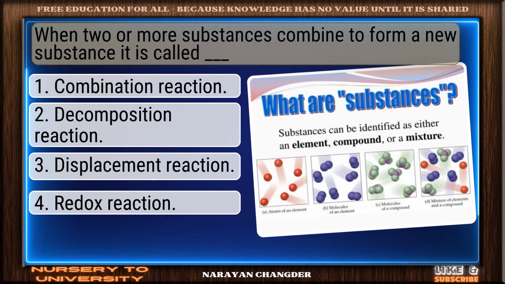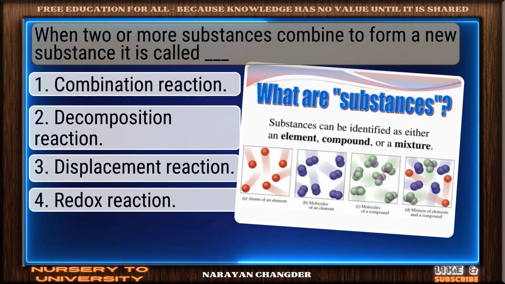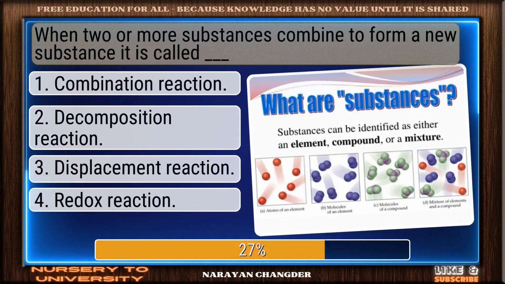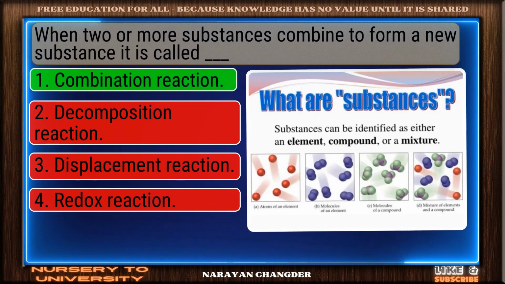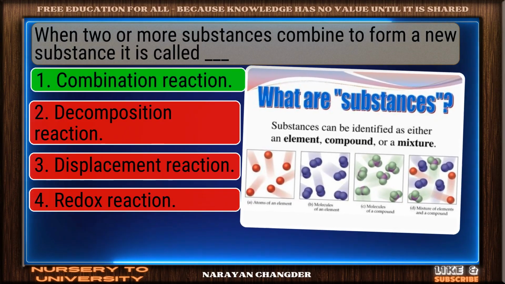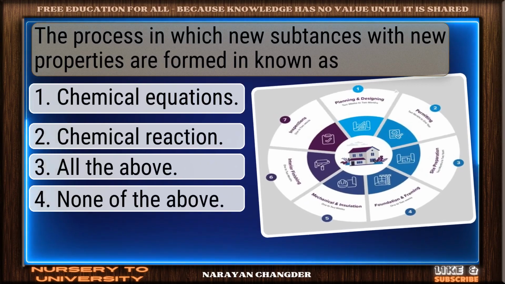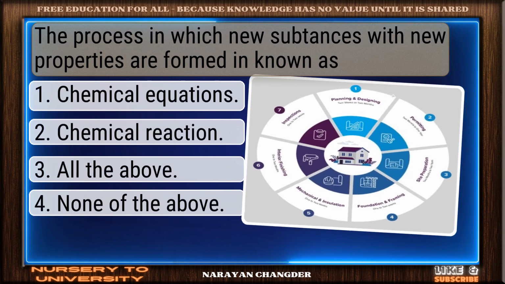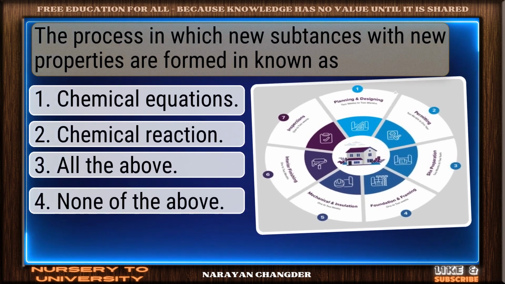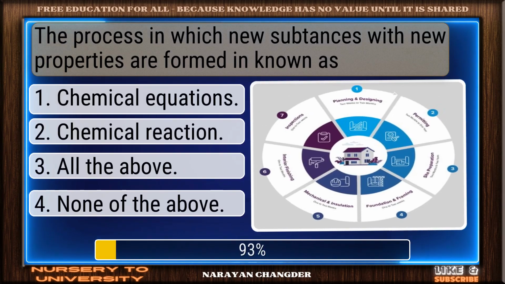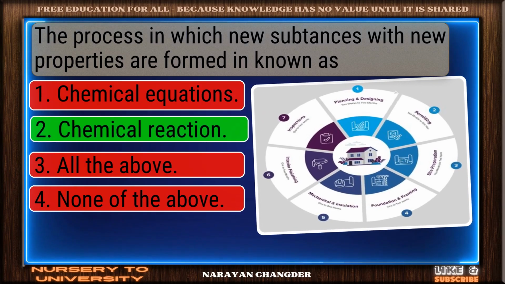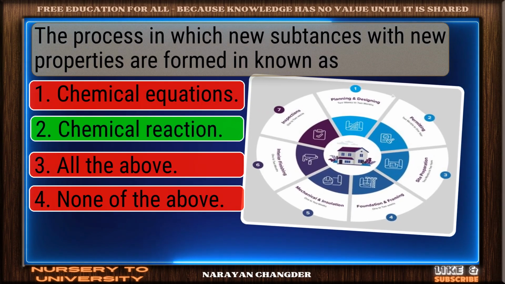When two or more substances combine to form a new substance, it is called dash. Smart move. Combination reaction is accurate answer. The process in which new substances with new properties are formed is known as. Bravo! Chemical reaction is the answer.